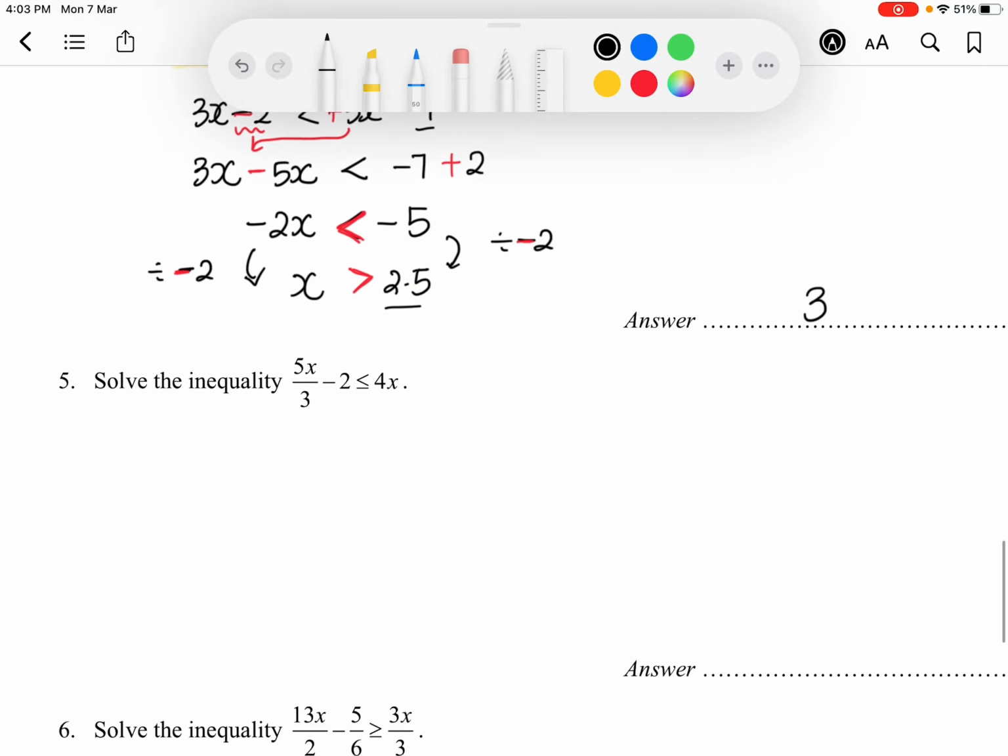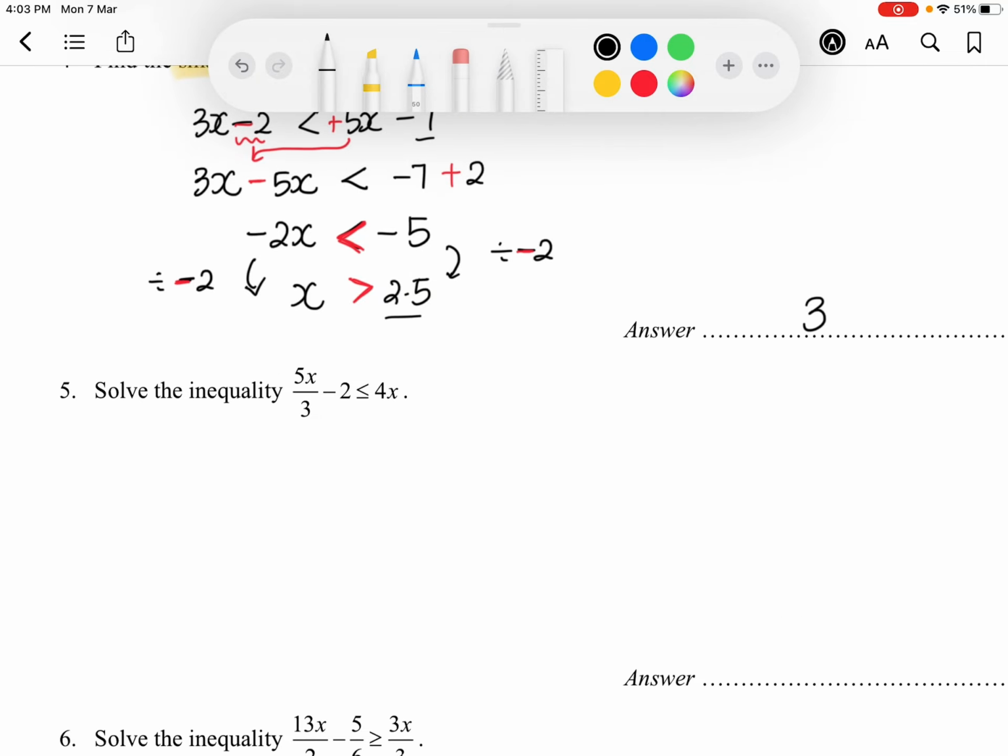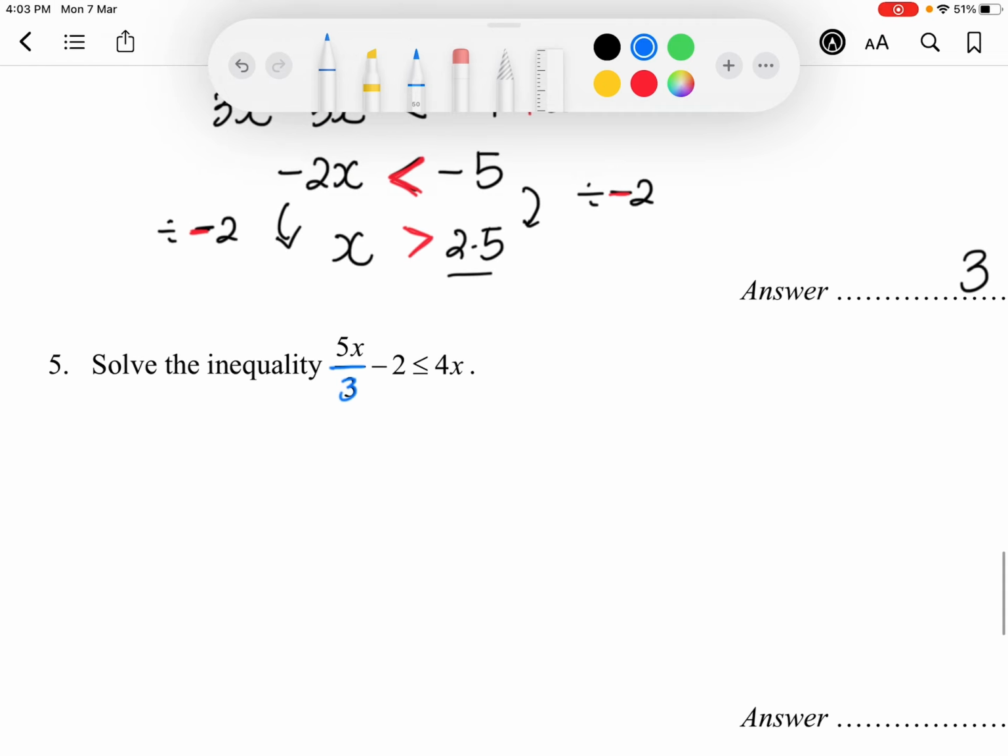Next question. Solve the following inequality. Now we're going to move on with a little bit of fractions. For me usually I don't like denominators, so the first thing I'll do is I try to get rid of all the denominators. Our denominator over here is 3, so technically speaking I'm going to multiply by 3 to get rid of my denominator. But I need to be fair. If I want to multiply by 3 to the first fraction, I need to multiply by 3 to every single term inside the whole inequality.